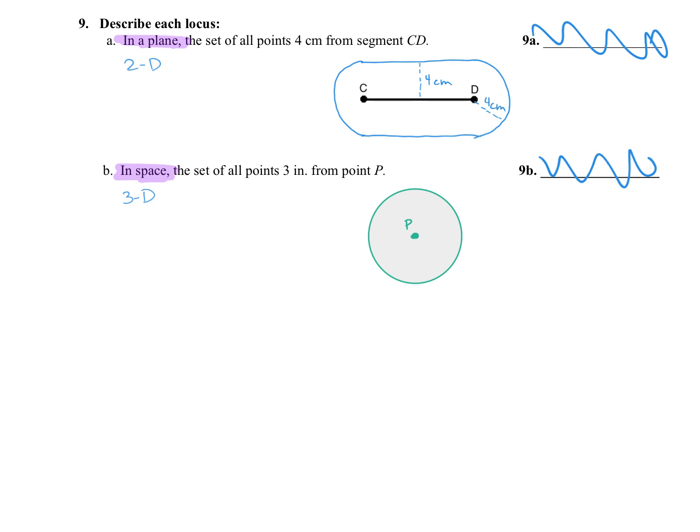Okay, but because it's 3-dimensional, to make it look like a sphere, you do the great circle like this. This distance here should be 3 inches. So if it says in space, make it pop. If it says in a plane, make it flat. Okay.